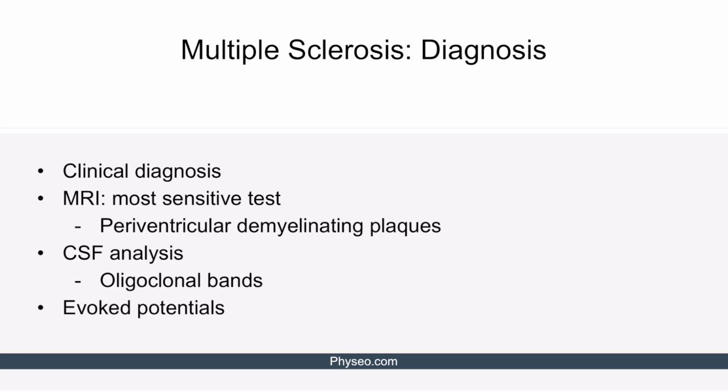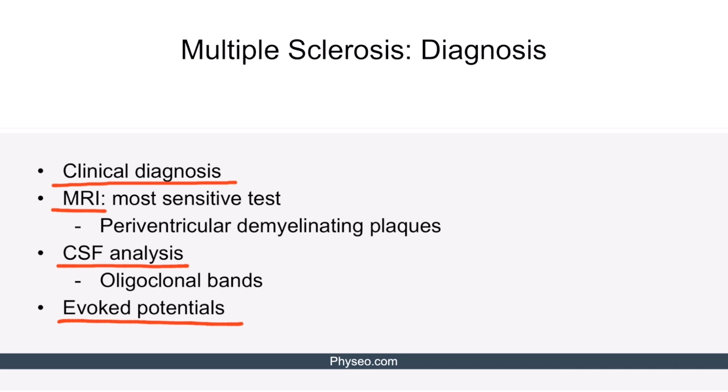Multiple sclerosis is a clinical diagnosis, and it should be considered in young adults with relapsing and remitting neurological symptoms. But you can confirm it with an MRI, CSF analysis, or even using evoked potentials. Though each of these diagnostic modalities will be abnormal in about 90% of patients with multiple sclerosis, MRI is still considered to be the most sensitive test. Classically, it will reveal periventricular demyelinating plaques, or areas of demyelination next to the ventricles in the brain. And we'll see an image of this shortly.